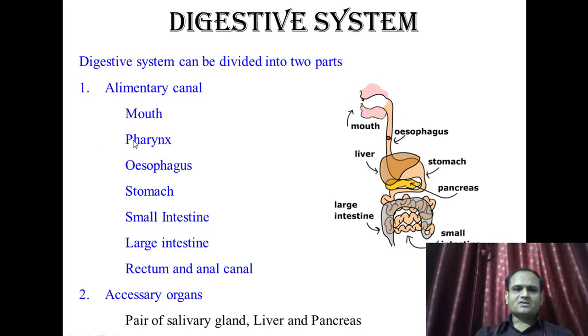The absence of any one of these organs of the alimentary canal may not affect the digestion. Definitely the digestion can be improved with the help of administration of certain substances exogenously in case of impairment in the function of the liver, pancreas or the salivary gland. That's why they are considered accessory organs.